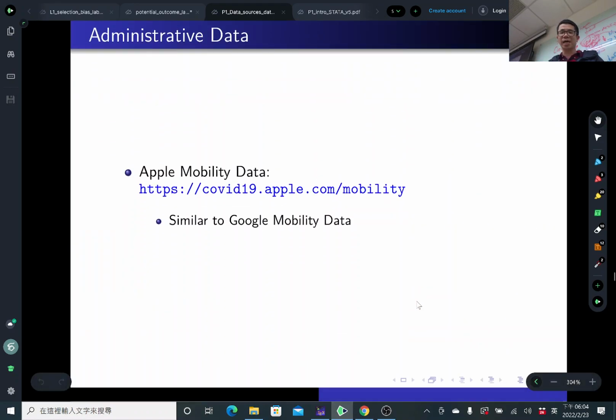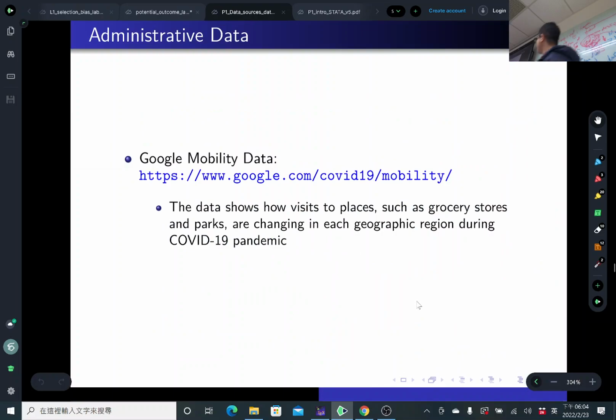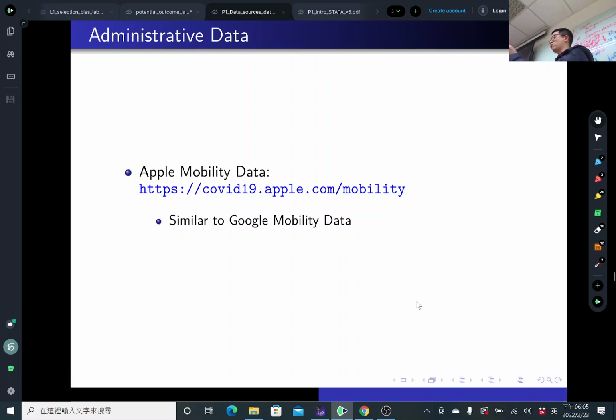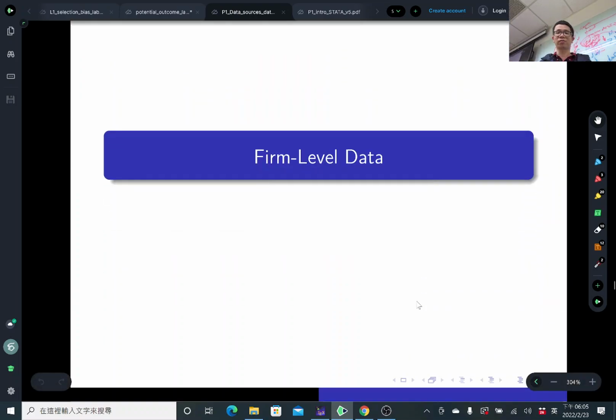And Google mobility data and Apple mobility data: after the pandemic, Google and Apple actually published mobility data. They created an index to show, within an area, for example Taipei City, the growth in going to the workplace or going to the park. So you can look at this if you want to know the effect of COVID on mobility. Apple also has it, because cell phones are either Android or iOS, so they both have this data set. They aggregate it at the city level or country level.